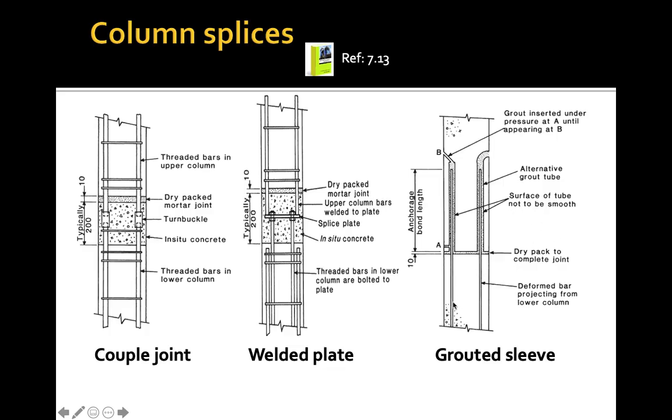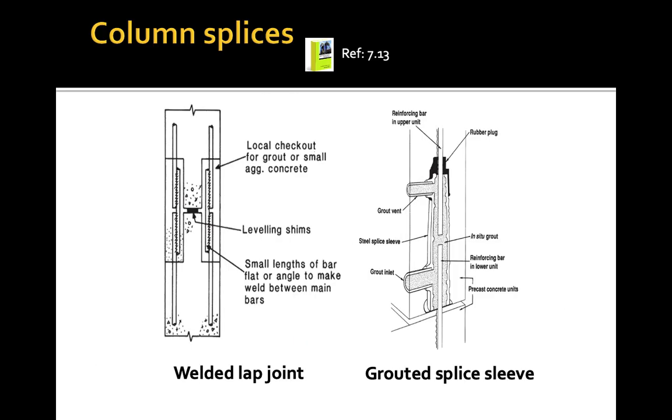Then another one is this one, where we have these grouted sleeves. Grouted sleeves means that we are going to have the projecting bar from the below column, and we also have the holes in the top columns. Therefore, once we fix these two columns at the sleeves, the holes can be grouted to secure the connection.